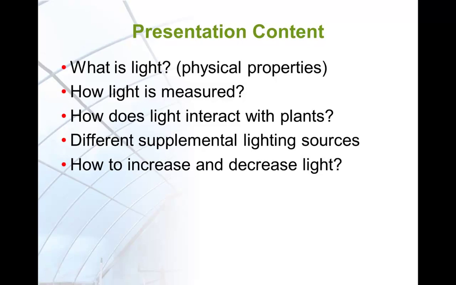This presentation includes several key pieces of information. The first one is regarding what is light, and we are talking a little bit about the light and its physical properties. Secondly, we are going to talk about how to measure light, important for controlled environment agriculture. Third, how does light interact with plants? Some basic plant physiology, horticulture science.